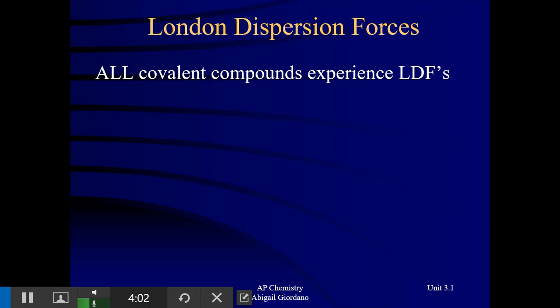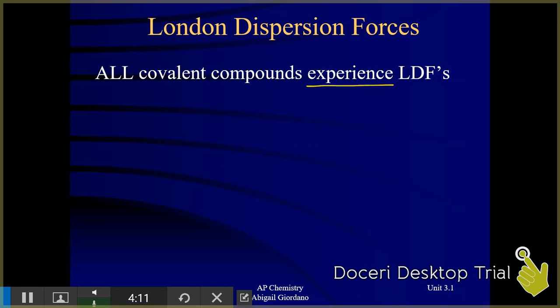First and foremost, all covalent compounds experience London dispersion forces between their molecules. I want to underline this word experience, because what I've gotten in the many years I've been teaching this course is a lot of students will say, this particular molecule has LDFs. Do not use the word has when it comes to intermolecular forces, because that makes it sound like you think those forces exist within the molecule, and that is not what we're talking about here. We're talking about forces that exist between molecules. So the word experience is a nice way to get around that.